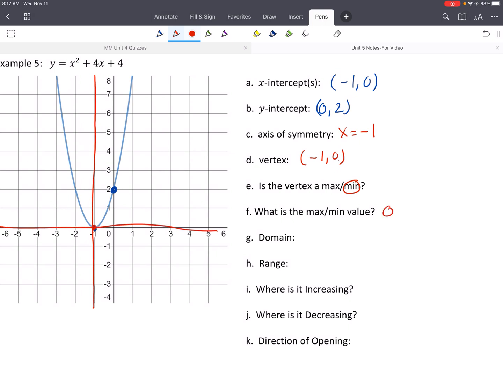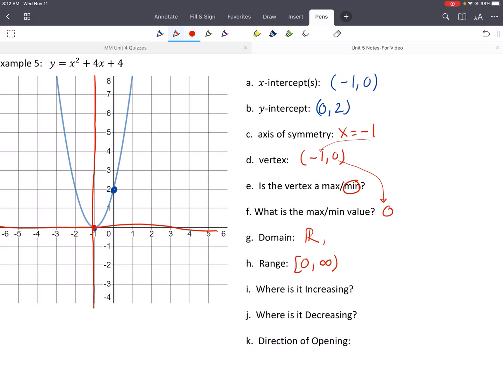Okay, it's always going to be the y value for your vertex, and your axis of symmetry will always be the x value for your vertex. Domain is all real numbers, and again, we could write it the other two ways. Range, so all y values would start at 0 and go all the way to infinity.